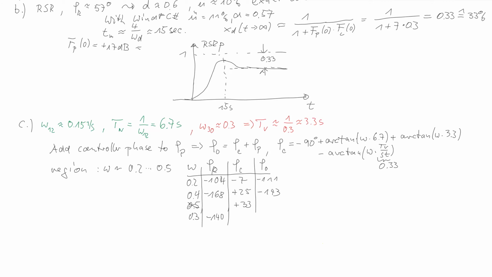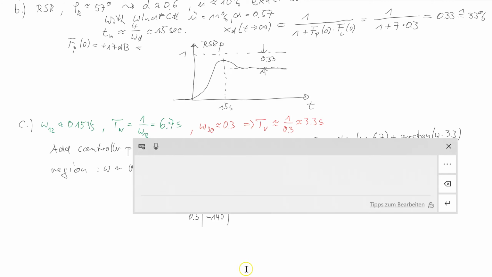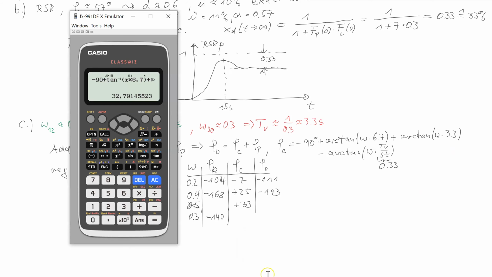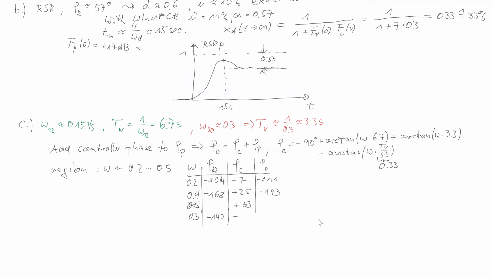And my calculator carries the equation. So calculate with 0.3, which gives plus 12.6, so plus 30. And we have negative 127.